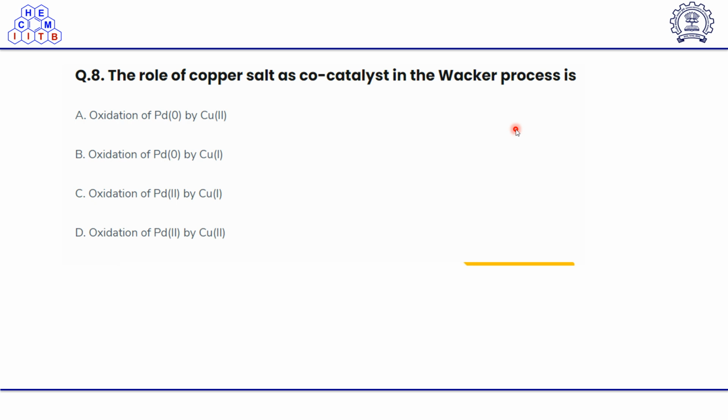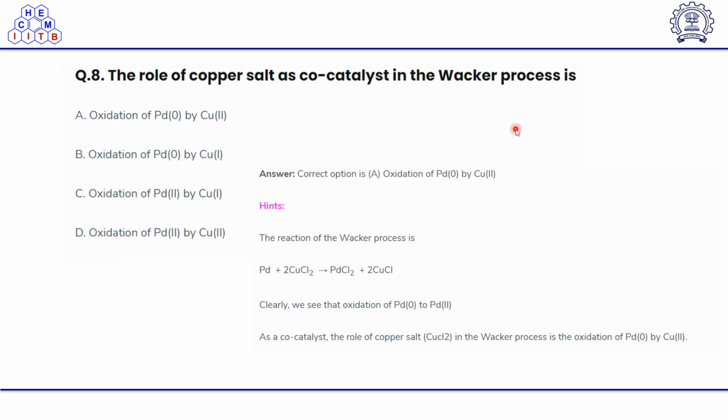So as we mentioned, regarding the role of copper catalyst as co-catalyst in the Wacker process, the correct option is A, the oxidation of palladium 0 by copper 2, because we are using this copper chloride. So palladium plus 2 CuCl2 giving PdCl2 plus 2 CuCl. That is palladium 0 is getting oxidized to palladium 2. Therefore CuCl2 is needed in the Wacker process, oxidation of palladium 0 by copper 2.